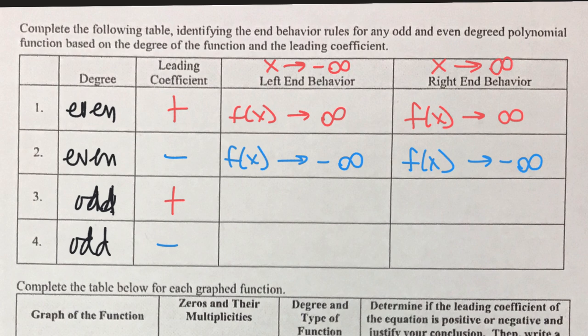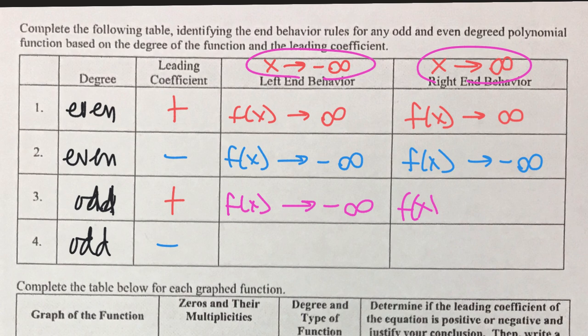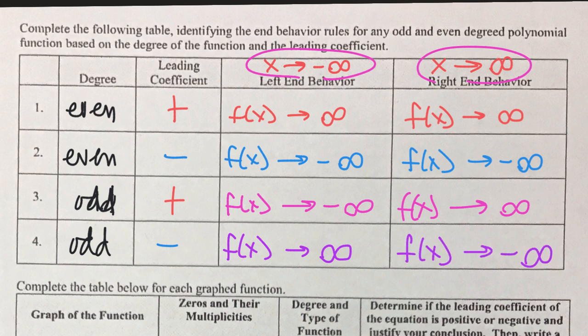If x is going to negative infinity, then your y's also go to negative infinity. On the right, if your x's go to positive infinity, then the y's also go to positive infinity. For a positive odd, the y values behave the same as the x values. But for a negative odd, the y values behave the opposite. So as x goes to negative, y goes to positive, and vice versa. Remember, negative means fall and positive means rise.